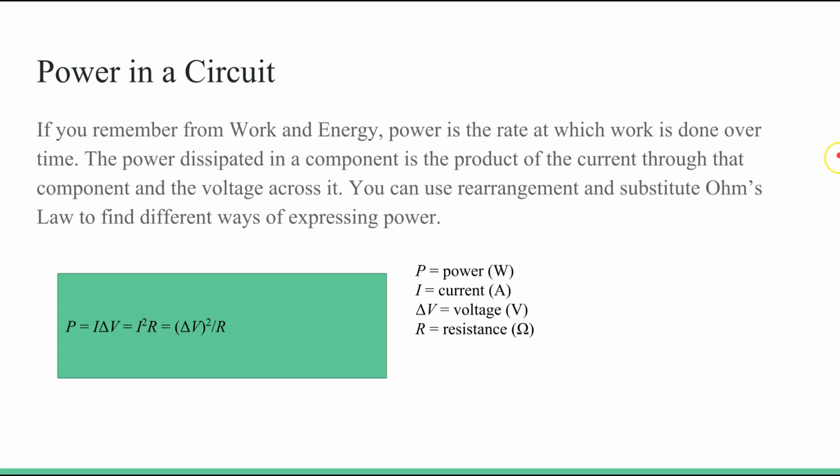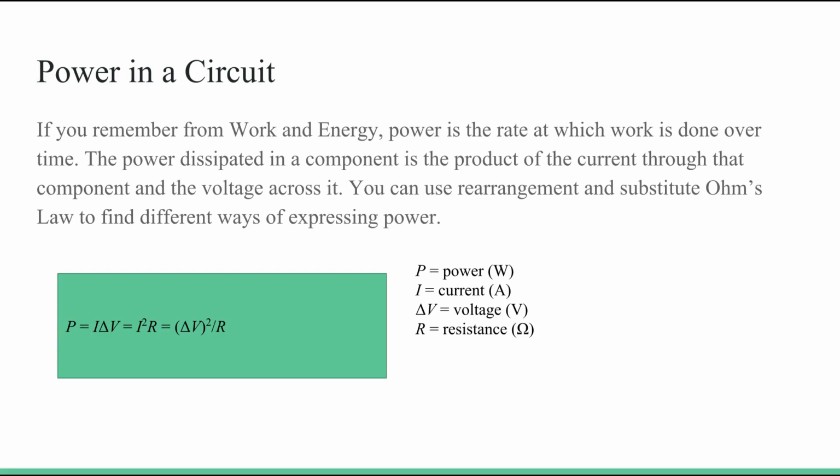So next, we're going to talk about electrical power. If you remember from work and energy, power is the rate at which work is done over time. So the power dissipated in a component is the product of the current through that component and the voltage across it. So you could use the electric potential equations and the definition of power to basically derive that electrical power is I times voltage, IV, or I delta V.